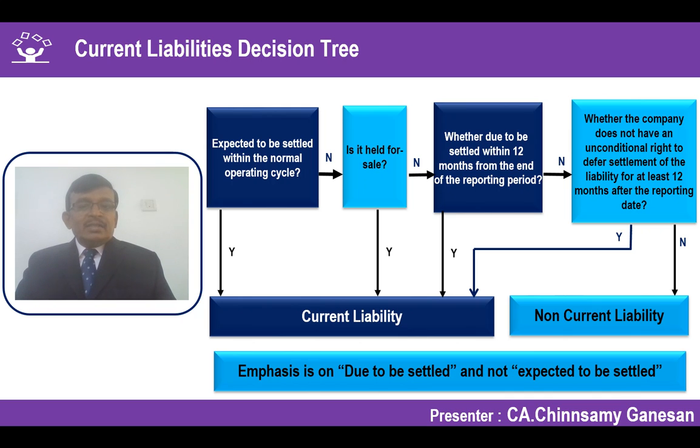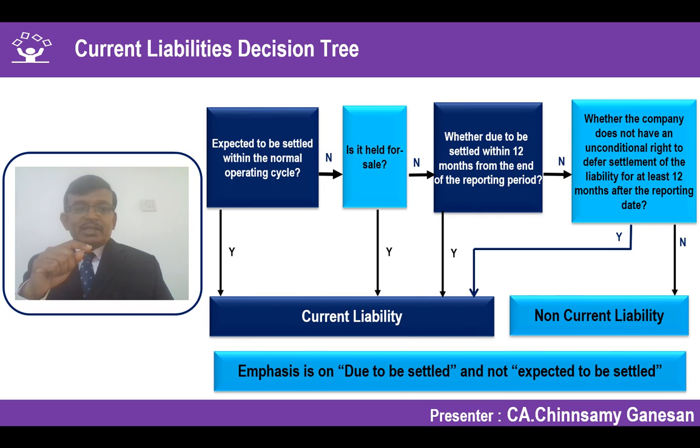As I said, please keep something at the back of your mind. There is a difference between due to be settled and expected to be settled. If you recollect, the current asset decision tree was using the words expected to be realized, and it is not saying due to be realized. That means when the management expects that it should be realized within 12 months, according to the management assessment, it still becomes a current asset.